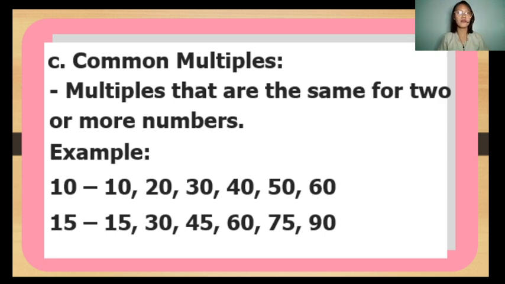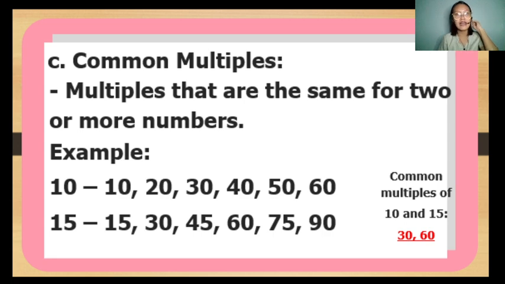You are asked to get the common multiple of this example. So, kukunin lang po natin yung parehas na multiple. So, parehas na number na present doon sa dalawa nating given number, which is 30 and 60. Again, walang pipiliing iba, kundi yung common, yung parehas. Parehas na meron kay 10, parehas na meron kay 15.